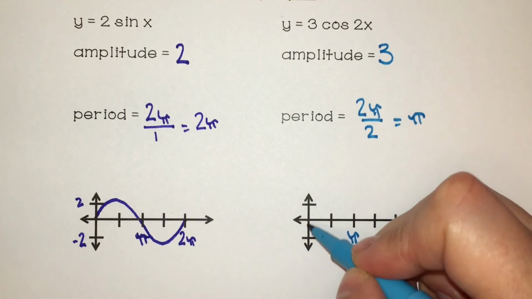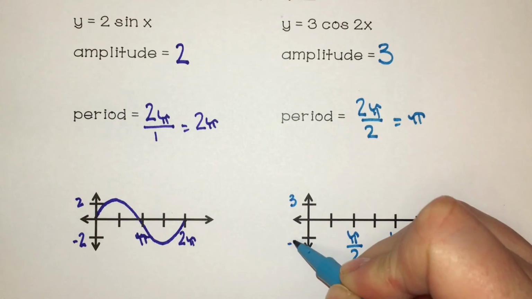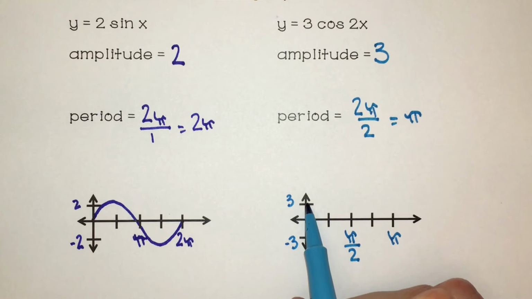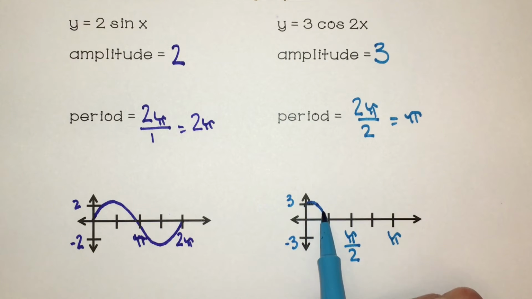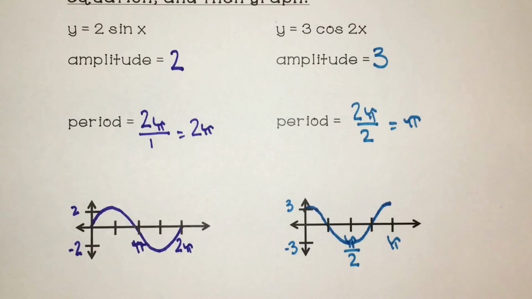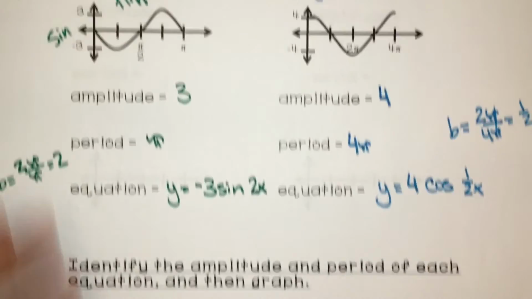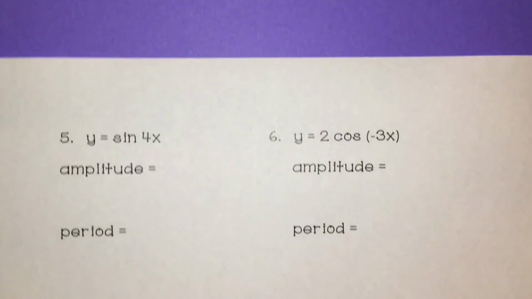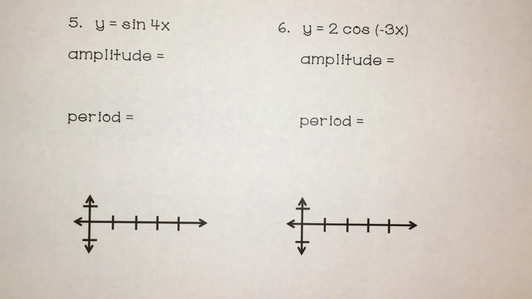Okay, the amplitude is 3, so it goes up to 3, down to negative 3. It's cosine, so we have to start at the top, go down, and then back up. And that's just one cycle. All right, so I'm going to have you try 2 just like that. And then I'll go through the answers with you when you're ready.